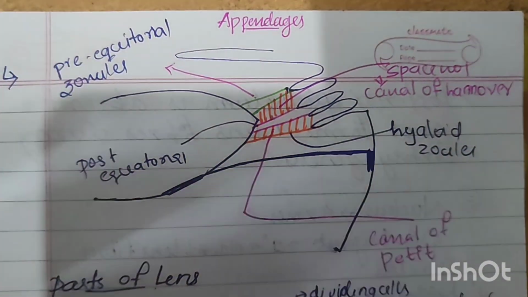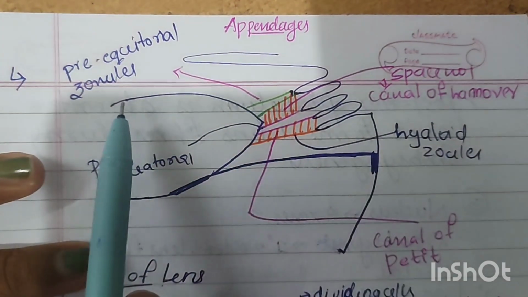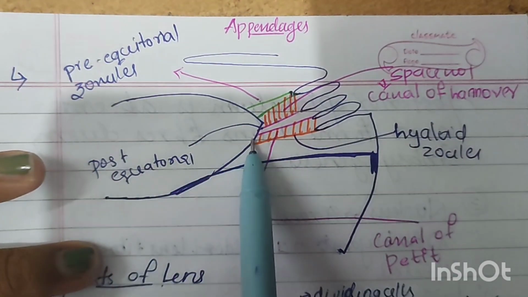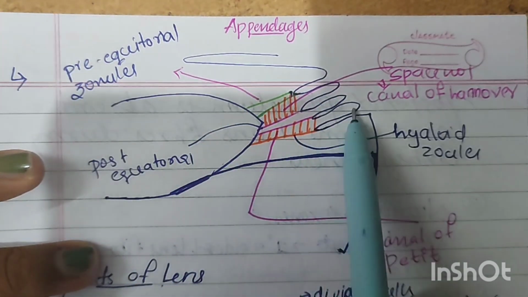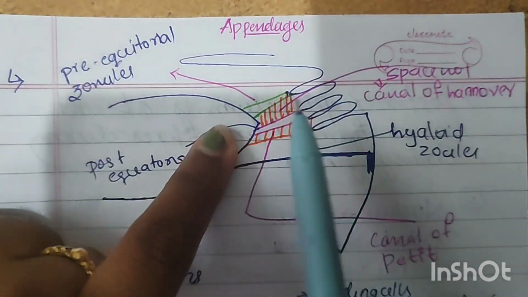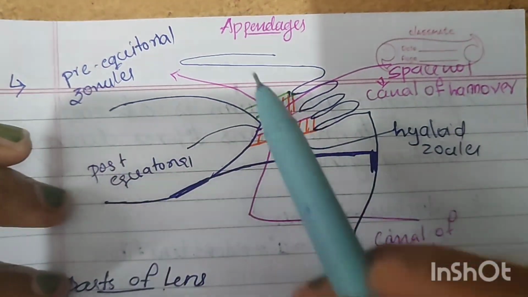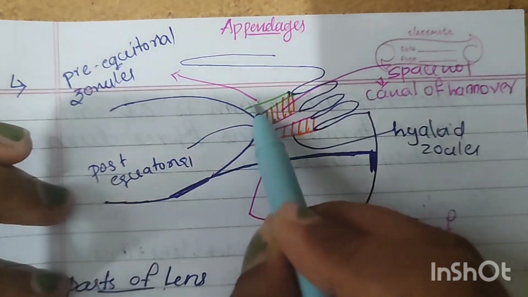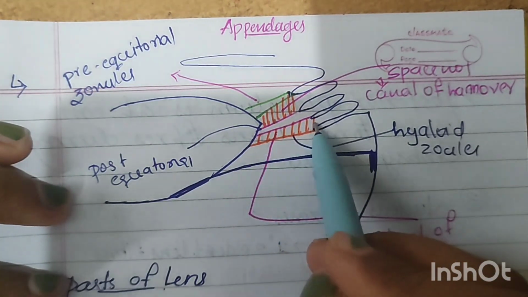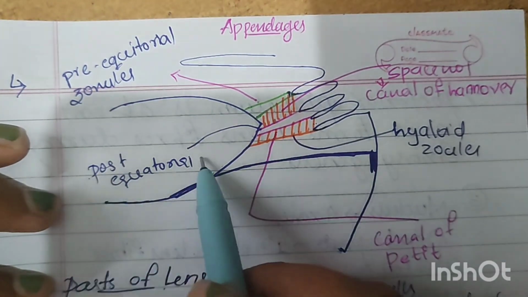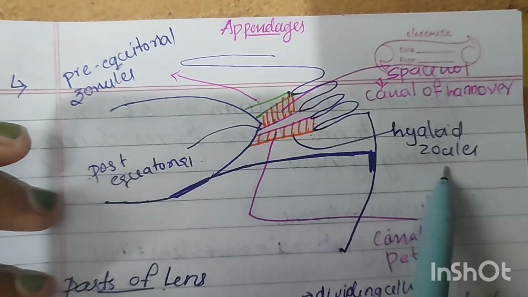Next is about the appendages. What are the appendages which are seen in the lens? Okay, so this one is the lens, and here we draw the iris, and between the iris and lens we can see some zonules. Mainly 3 zonules are present. First one, the green color, is the pre-equatorial zonule, and the pink one is the post-equatorial zonule, and the third one is known as the hyaloid zonule, okay.